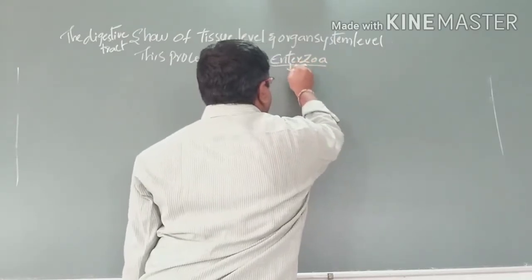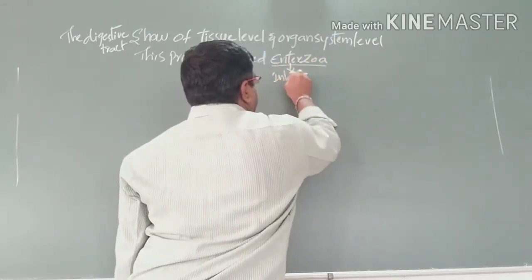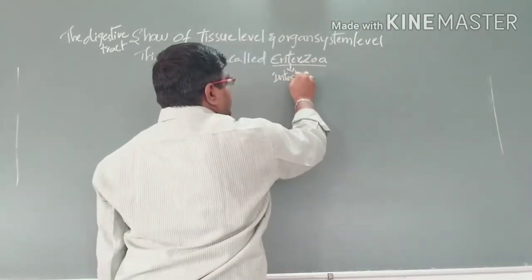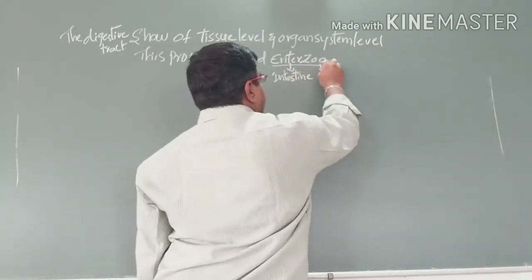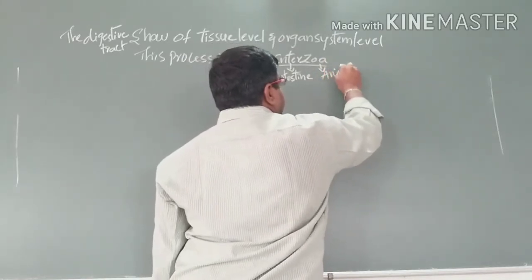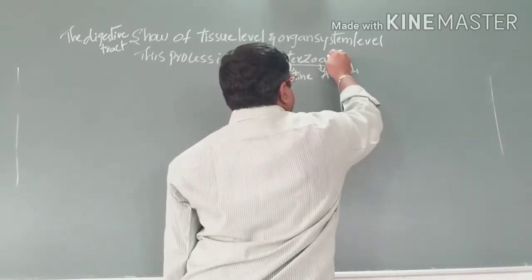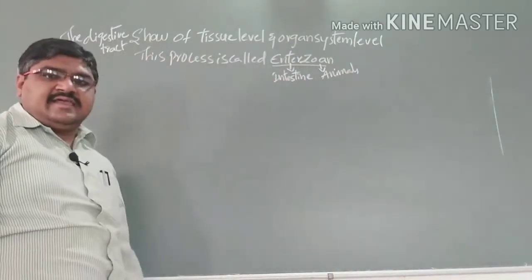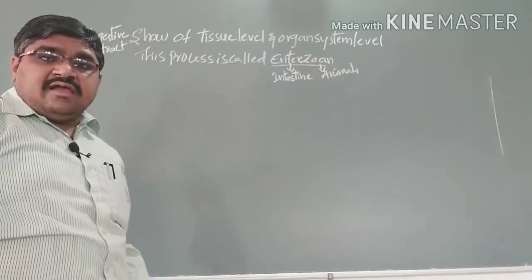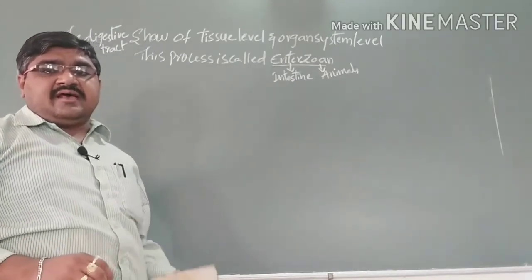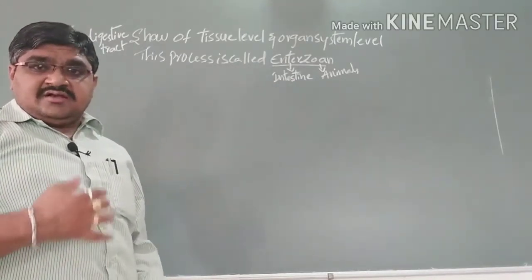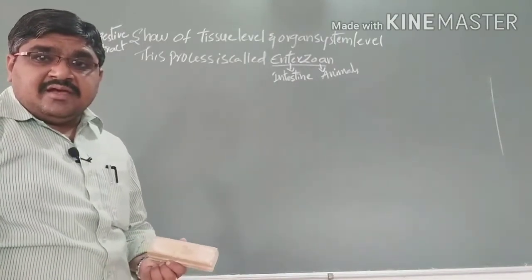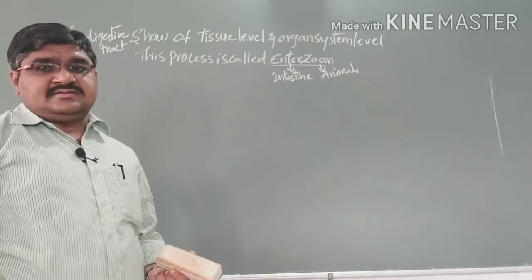Entero means intestine. Zoa means animals, so we can use the word enterozoan. Here we are having a digestive tract. For example, we have already studied the complete digestive system as well as the incomplete digestive system.